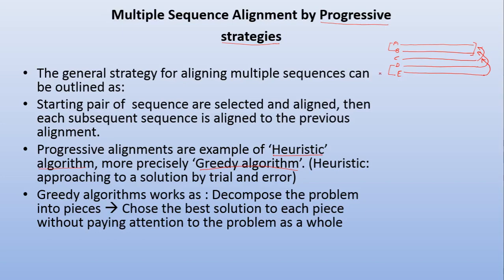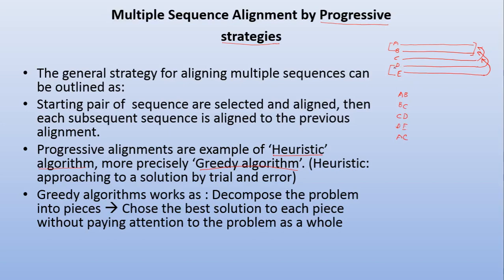Greedy algorithms are part of such a heuristic approach, in which these algorithms specifically decompose the problem into small individual pieces. Once you decompose the bigger problem into smaller pieces, you try to generate the best solution to each small piece without paying attention to the problem as a whole. What I mean is that our main problem over here is to align these 5 sequences. Now, how does this greedy algorithm work? We would divide our bigger problem into a series of shorter problems. We'll say, for example, how do we align A and B? How do we align B and C? How do we align C and D? How do we align D and E? How do we align A and C? And so on and so forth.